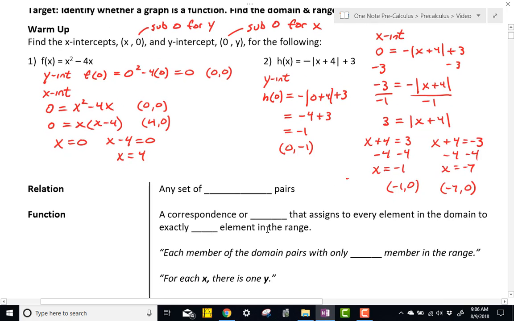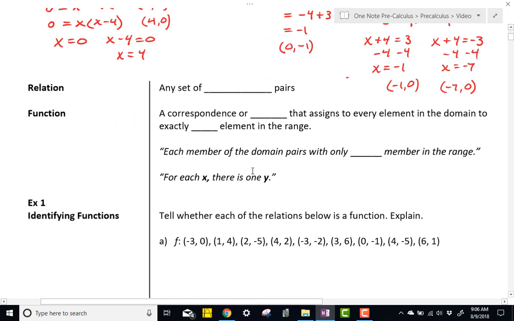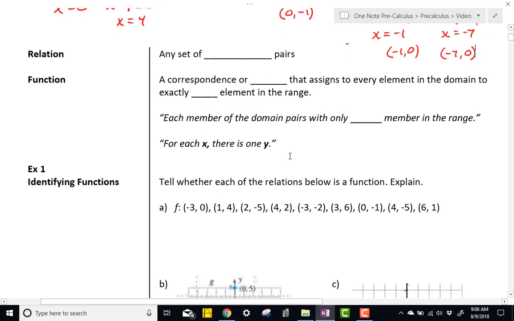Okay, so we're going to start out today talking about relations and functions. And when you hear these terms, some of them are important, some of them you just kind of need to know, hey, that's what they're talking about. So a relation is basically any set of ordered pairs. Okay? Any set of ordered pairs.